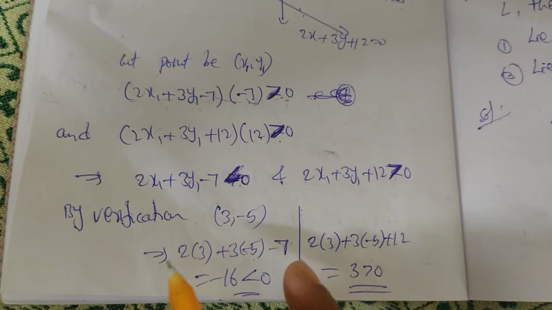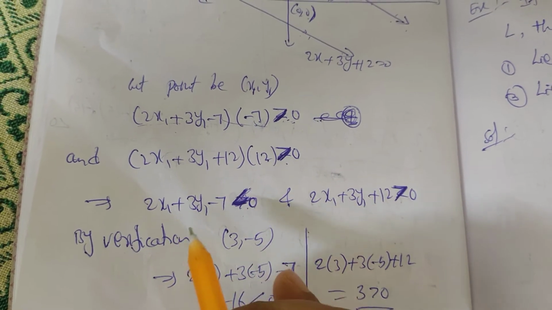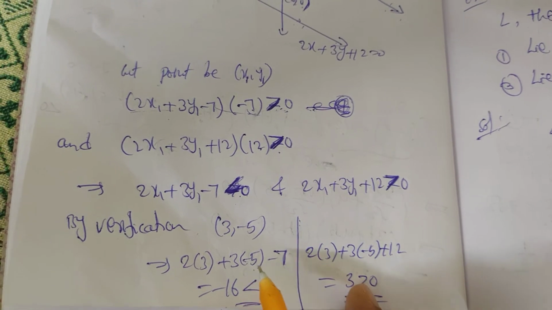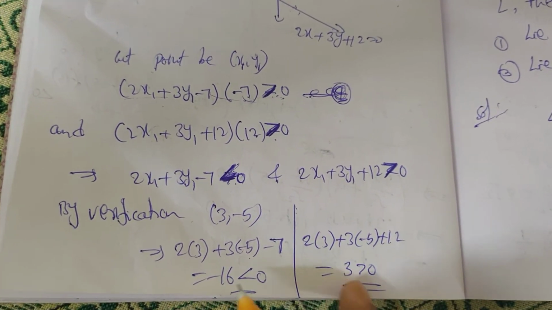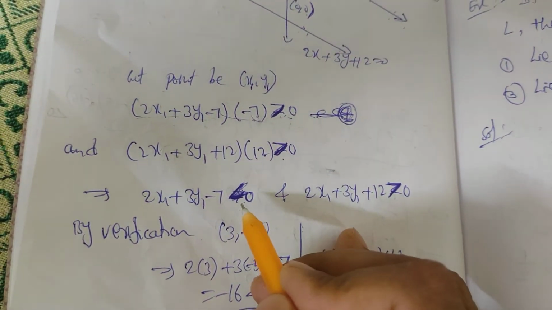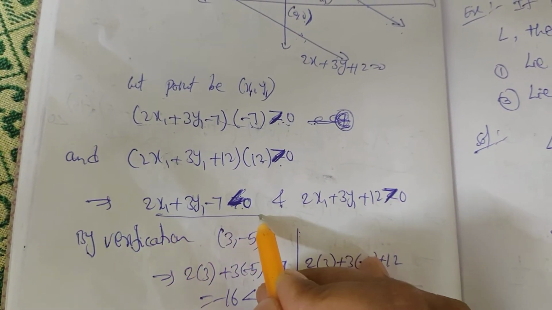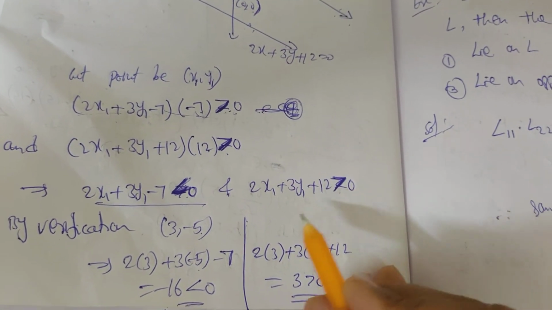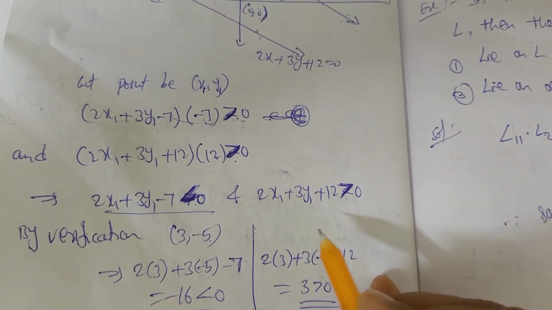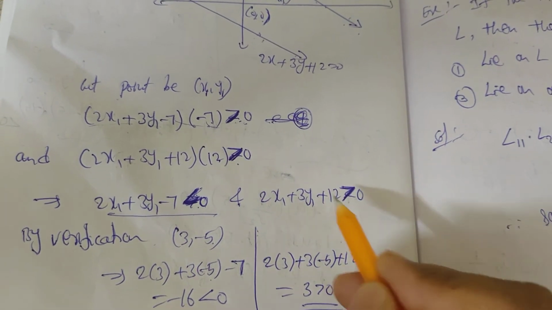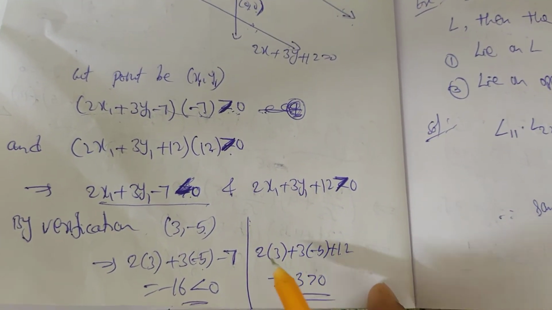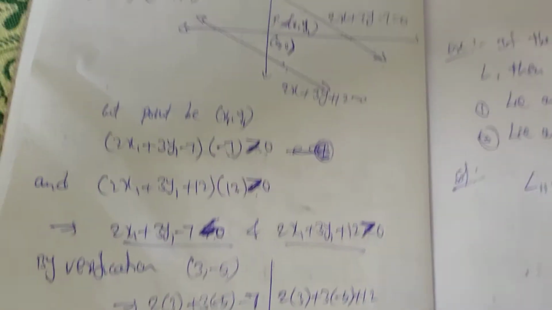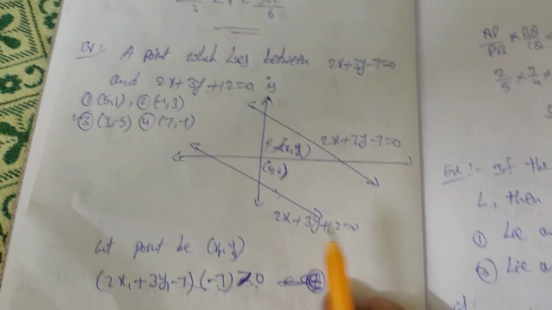If you want, you can do that one. Okay, so 3 comma minus 5, substitute here: 2 into 3 plus 3 into minus 5 minus 7. 2 3s are 6, minus 15 minus 7, so in total it gives a negative number only. So the first condition is satisfied by 3 comma minus 5. Substitute in 2x1 plus 3y1 plus 12 the same 3 comma minus 5: 2 3s are 6, 3 into minus 5 is minus 15, plus 12. This addition gives 3, which is positive, so 3 comma minus 5 satisfies this one too. So the answer is 3 comma minus 5.